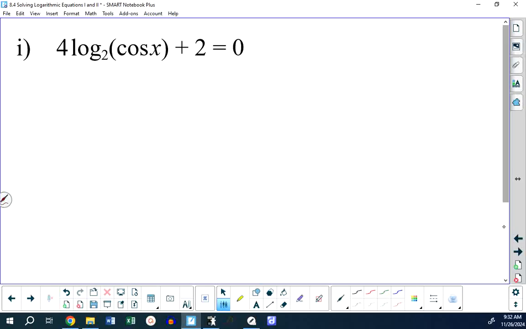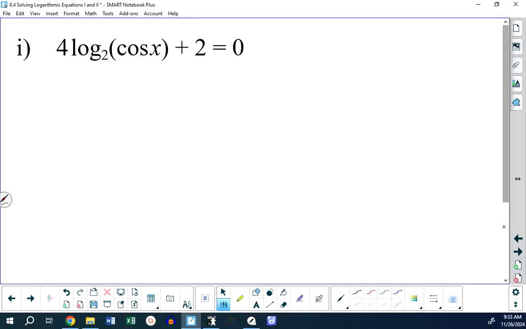4 times the base 2 logarithm of cosine of x plus 2 equals 0. This is not a difficult question. It really isn't. If we can get it to be a single log equals something, then we'll get rid of the logarithms by writing it in exponential form, and we're going to have a very basic cosine equation.